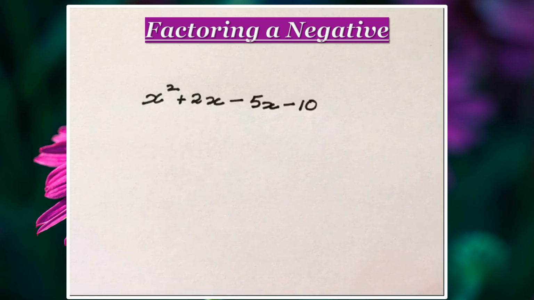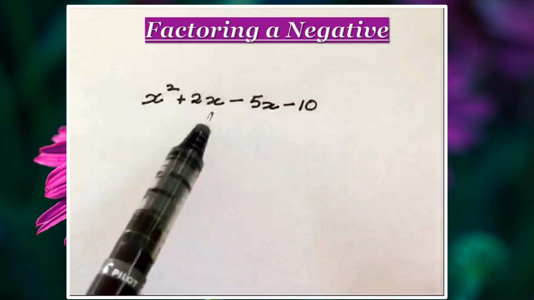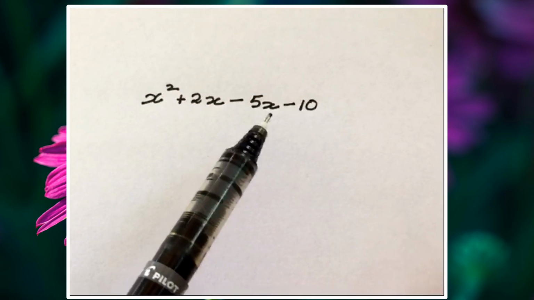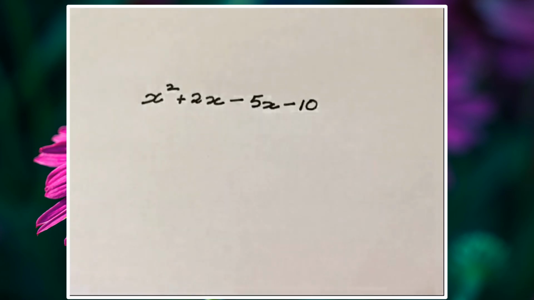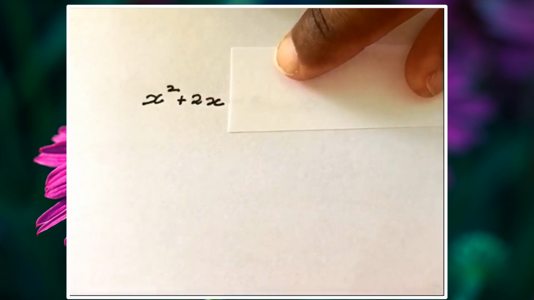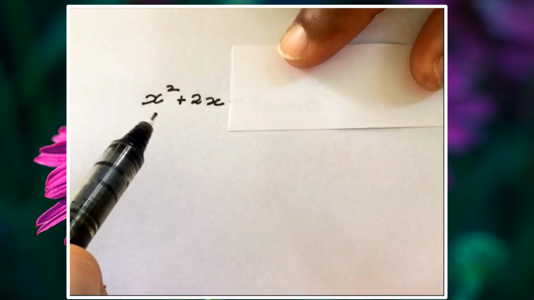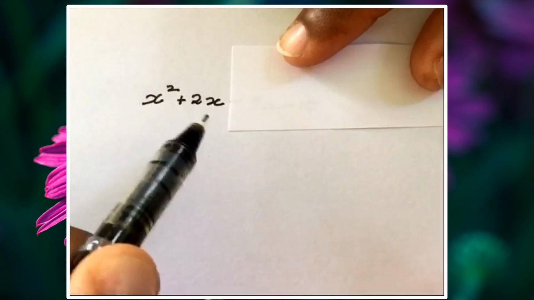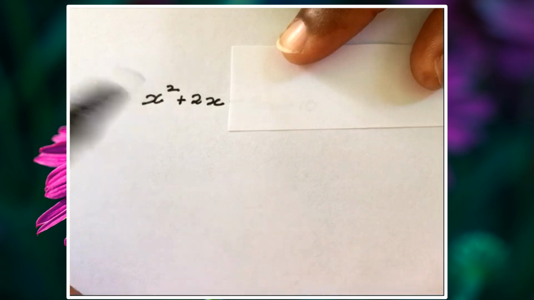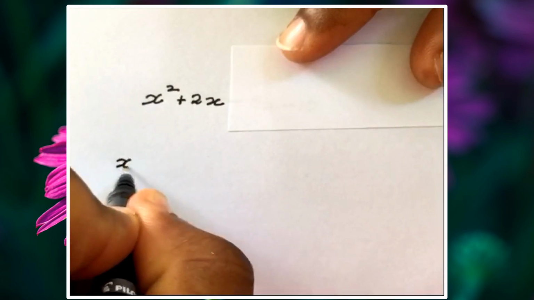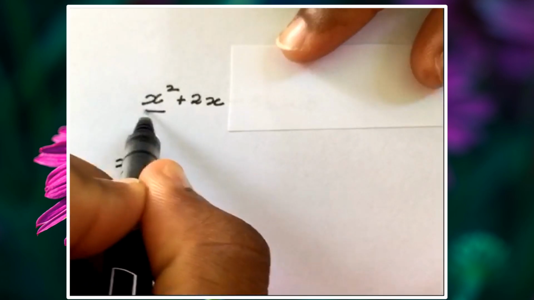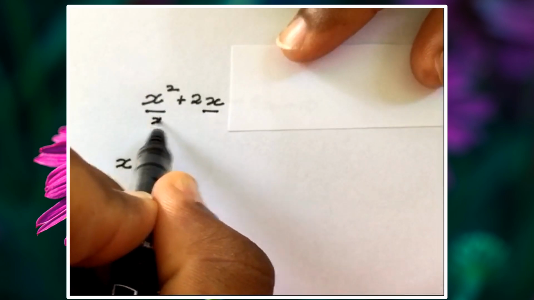This case is a little different, but we can take a similar approach. Let's look at it. We have x squared plus 2x minus 5x minus 10. And we're going to just break that up into two pieces and work it simpler. So we're looking for what is common between x squared and a positive 2x, which is just x. And I'm going to divide through by that highest common factor of x.